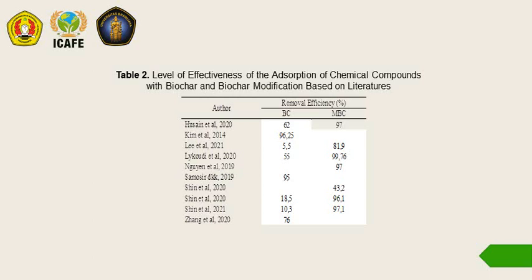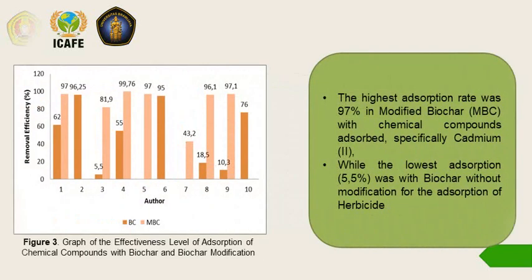Based on table 2, modified biochar has a higher absorption capacity of 43.2 to 97%, while biochar without modification can only absorb 5.5 to 96%. Based on figure 3, the highest absorption rate is 97% in modified biochar with the chemical compound absorbed being cadmium, while the lowest absorption, 5.5%, was with biochar without modification for the absorption of herbicide.